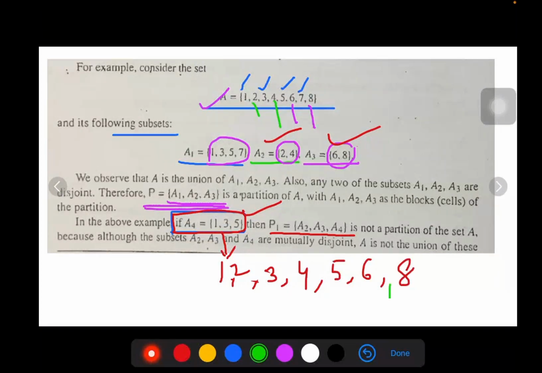So what is missing here? The 7. The element 7 is missing here. Therefore this cannot be called a partition because one element is missing. The first property, or the first condition, fails here. Either the first condition might fail or the second condition might fail, and we will not be able to say whether it is a proper partition for the given set. Any doubt here?